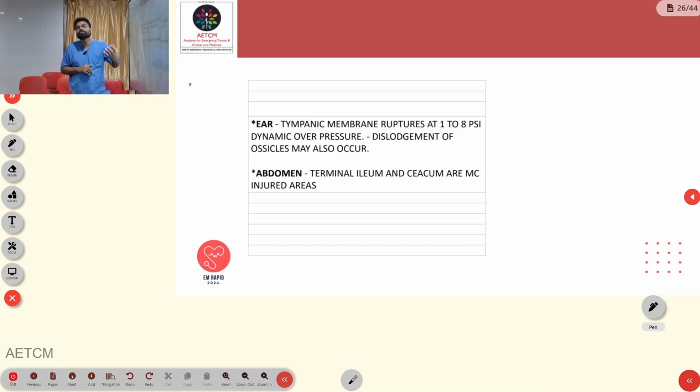Coming to issues related to the ear, there can be tympanic membrane rupture and even dislodgement of the ossicles. In the abdomen, the terminal ileum and cecum are the most commonly injured areas.